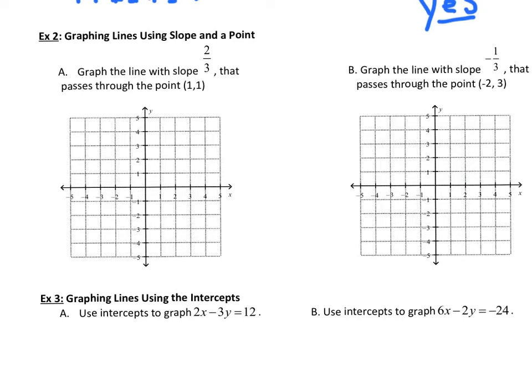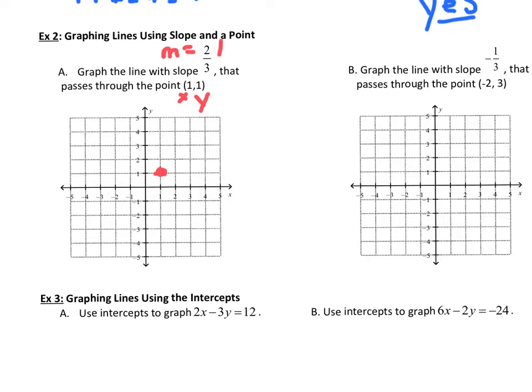Graphing when you are given the slope, remember the slope is m, and the point, that's where we go on the graph, the x comma y. So we're going to go 1 over on the x and 1 up on the y. So we'll put a dot right there, and now we'll count the numbers for the slope.